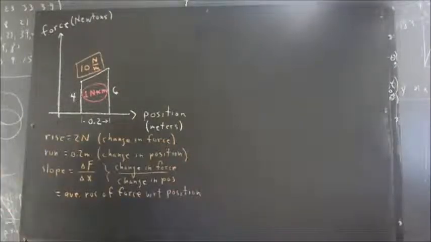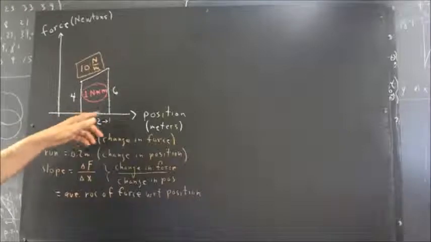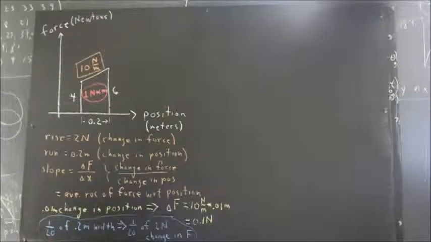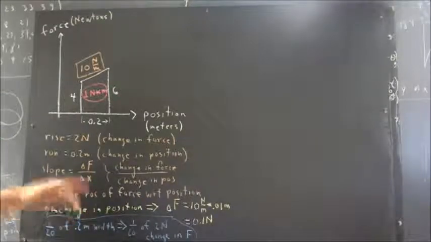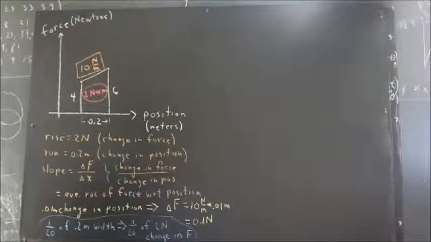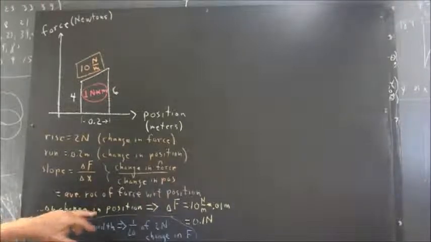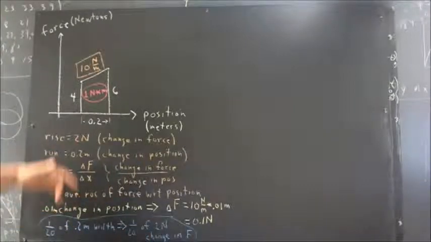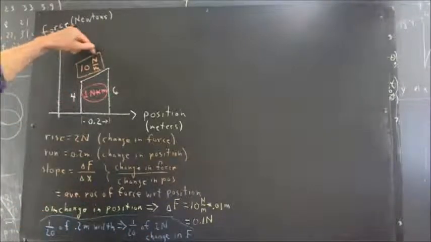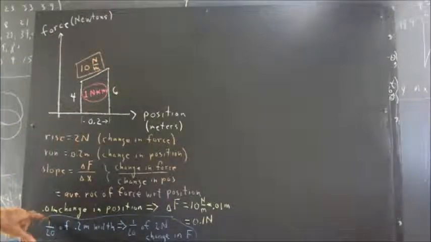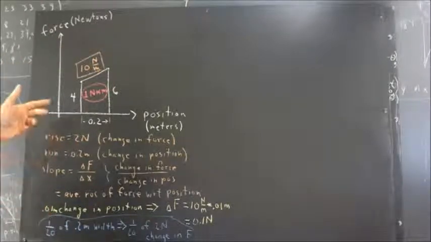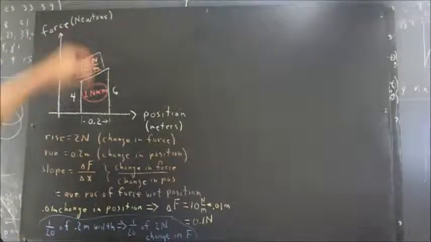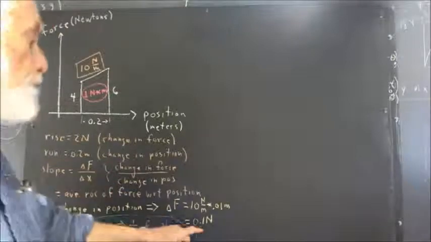So the question would be, for a typical 1 centimeter change in position here, what would be the change in the force? Now, in terms of the slope, which is the average rate of change of force with respect to position, the 0.01 meter change in position implies how much change in force? Well, if the force changes at the rate of 10 newtons for every meter, then a 0.01 meter change in position is going to give us 0.01 times the 10 newton change. That's going to give us 0.1 newtons.